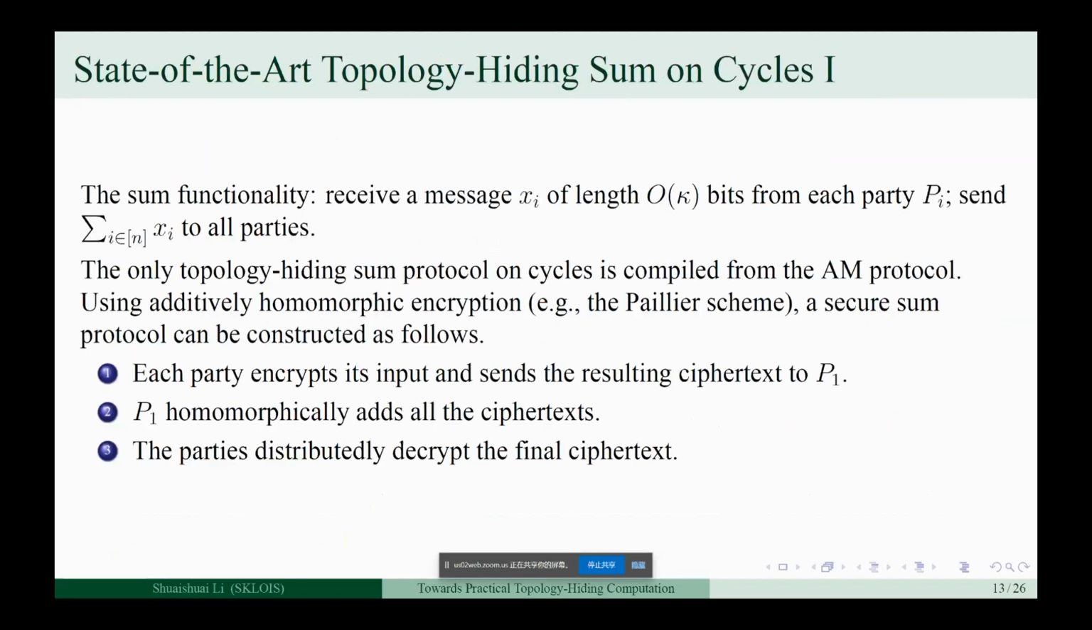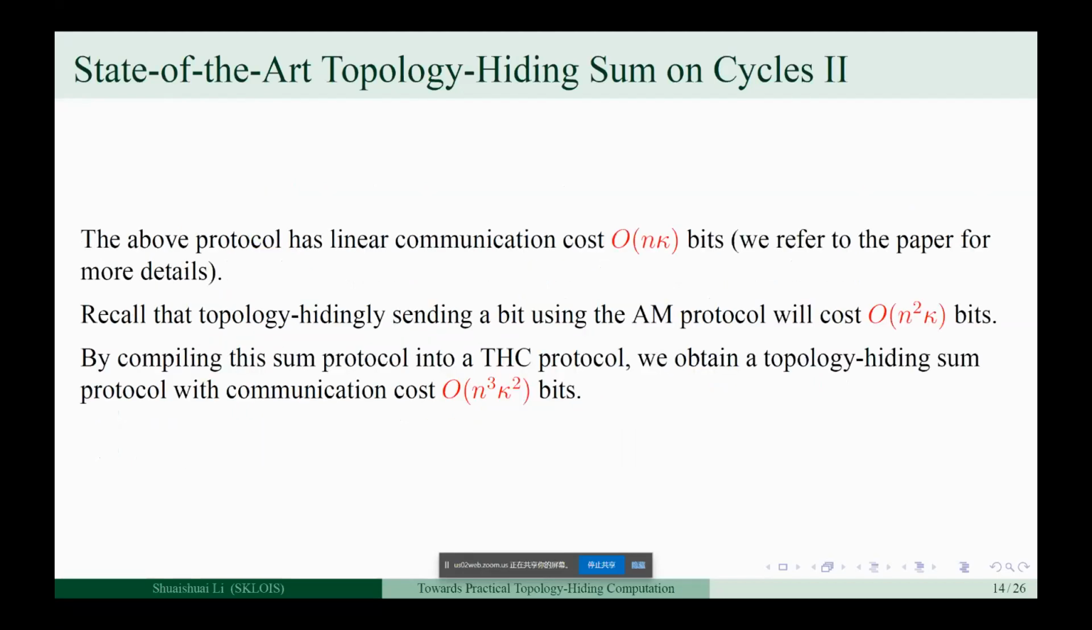Now we consider the sum functionality. The only topology hiding sum protocol on circles is compiled from the AM protocol. Using additively homomorphic encryption, a secure sum protocol can be constructed as follows. Firstly, each party encrypts its input and sends the resulting ciphertext to P1. Then, P1 homomorphically adds all the ciphertexts. Finally, the parties distributedly decrypt the final ciphertext. As we stated in our paper, this protocol has linear communication cost, O(n) times kappa bits.